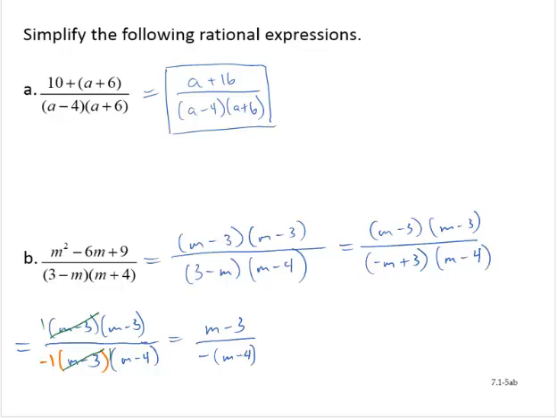Now, there's nothing wrong with this, but traditionally what we do is, if we have that m minus 3 over a negative quantity m minus 4, we sort of have a positive divided by a negative, and what we usually do is we just write that negative out in front of the fraction. We have m minus 3 in the numerator and m minus 4 in the denominator.